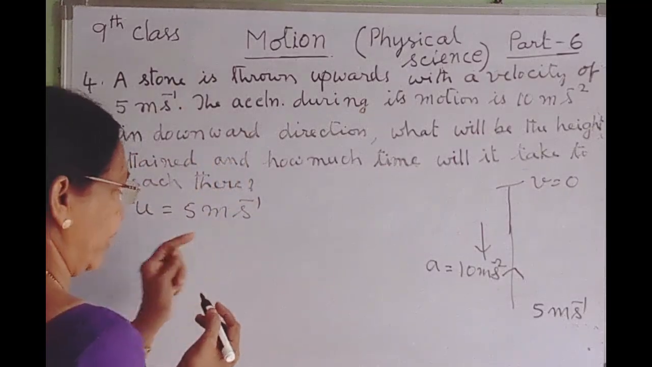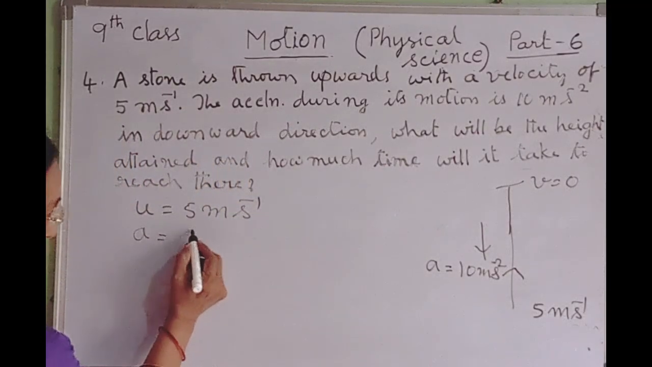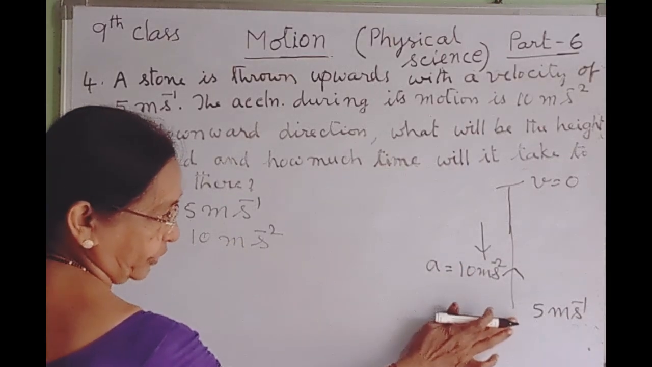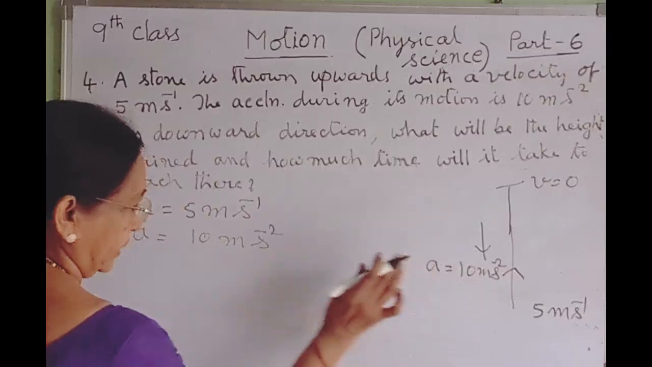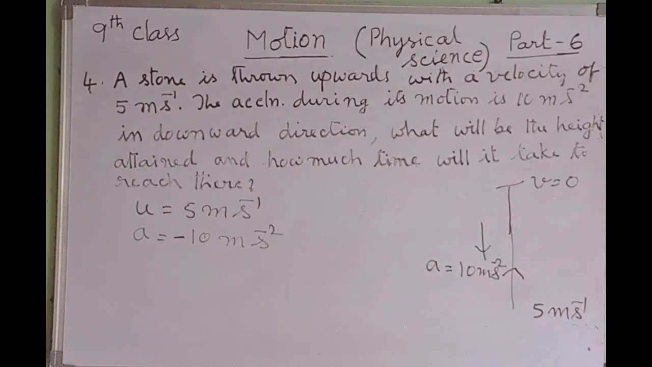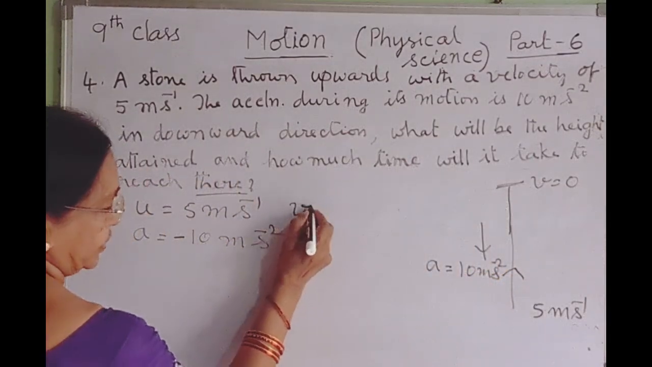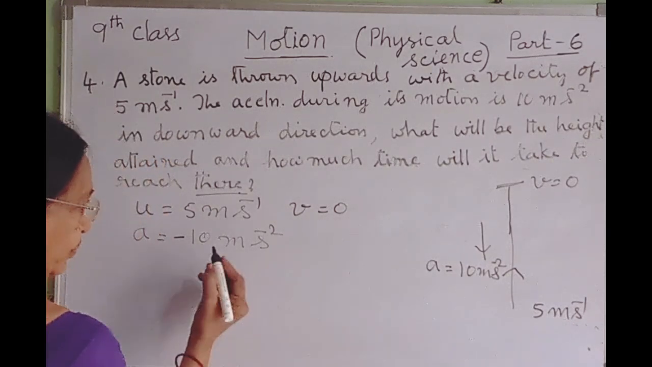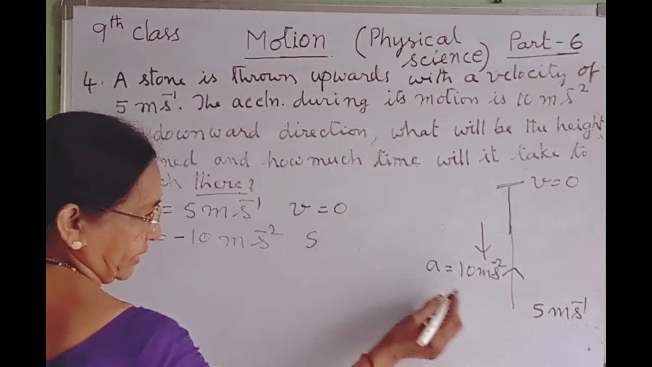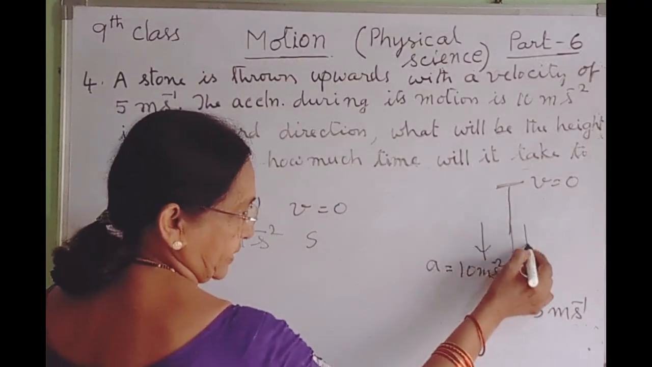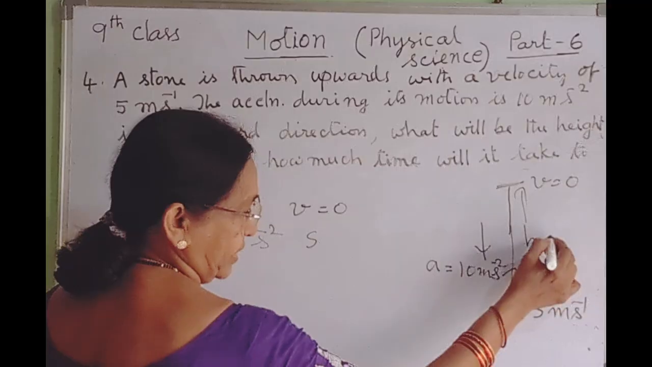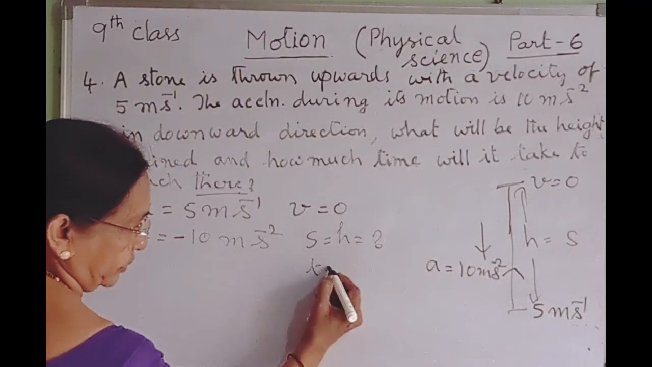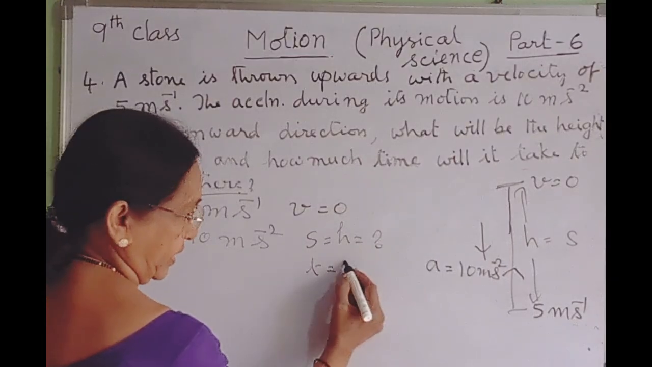So initial velocity is 5 meters per second and the acceleration is 10 meters per second square. As this is downwards and we are taking all the values upwards, this is taken as negative. Final velocity is 0. It travels upwards until its velocity becomes 0. So we have to find out the distance traveled, that is the height it reaches. This is the h. Height it reaches means h or s. So distance traveled and the time in which it reaches the height.